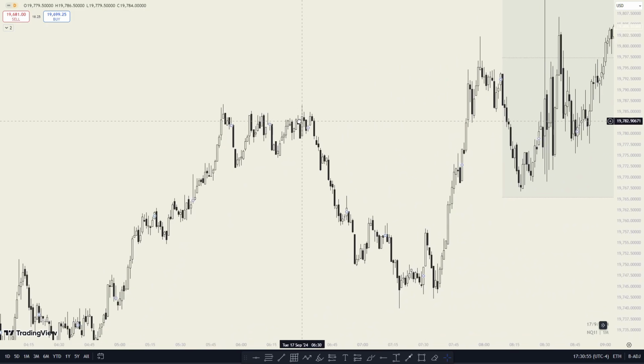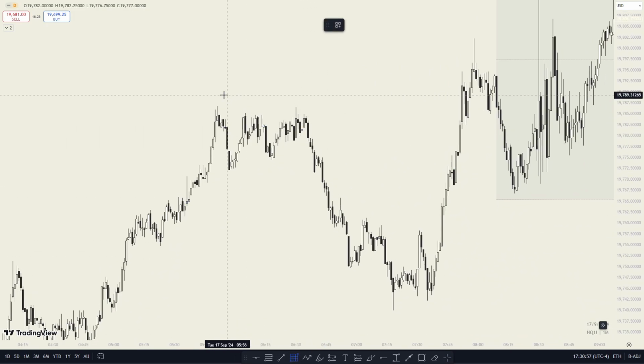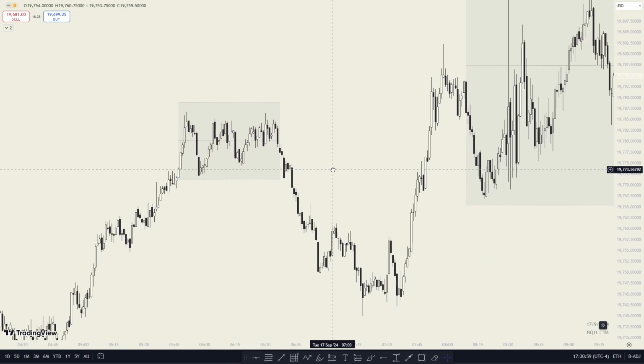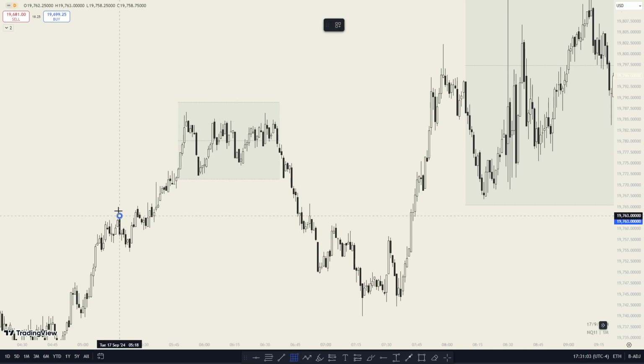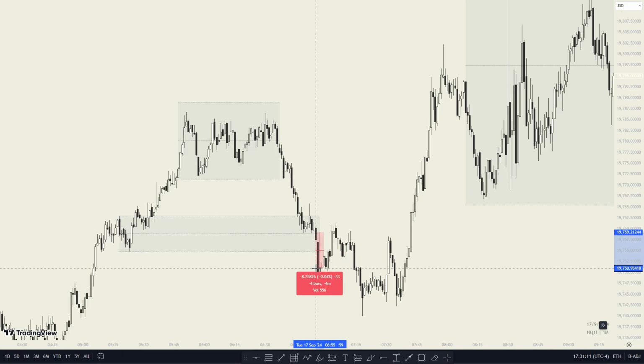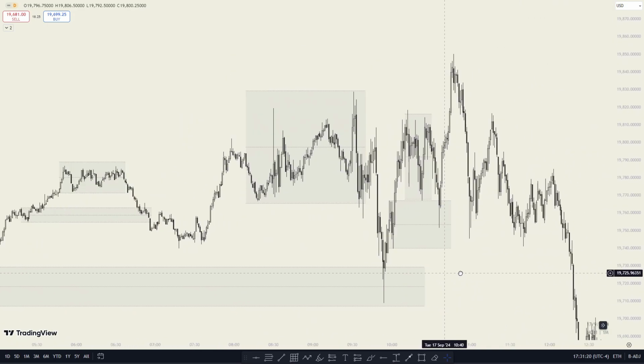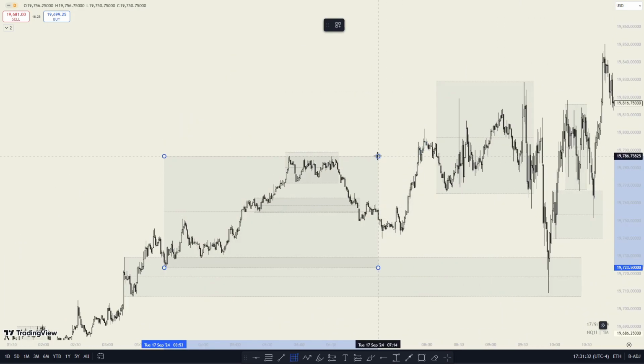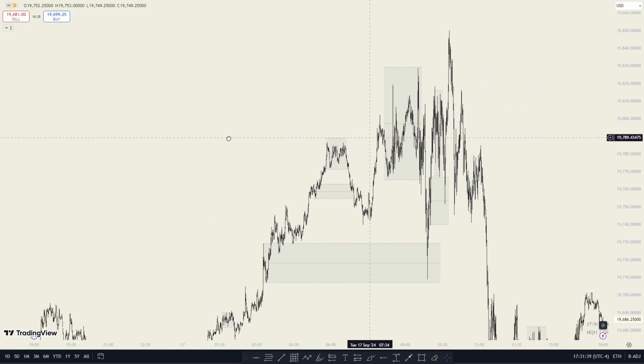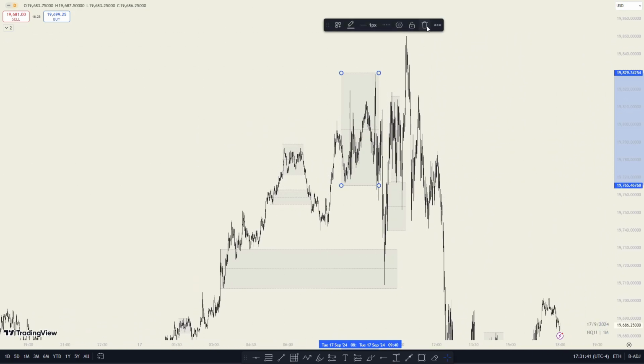As you can see here, you could think that this is accumulation, manipulation down to the zone. You would enter here and then get stuffed out. So you got to be careful with it. We were in a premium, so buying before we reach the discount is irrational. Now let's get to premium and discount.